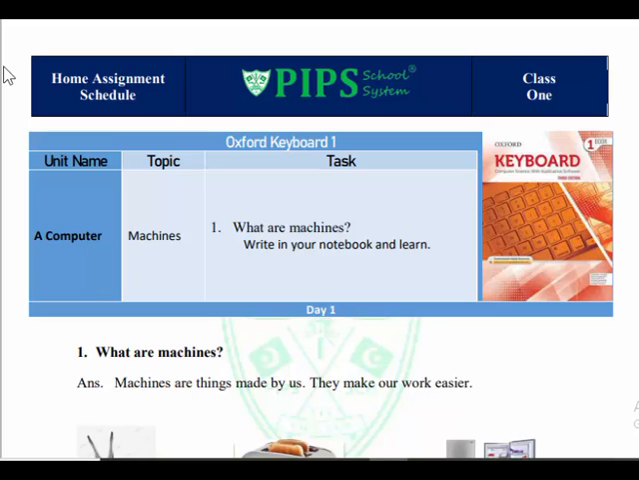Due to COVID-19, you cannot go to school, so the PIPS school system is facilitating you with video lectures so you can easily prepare at your home. So here is the home assignment of class 1.